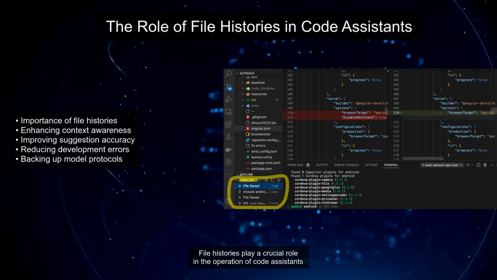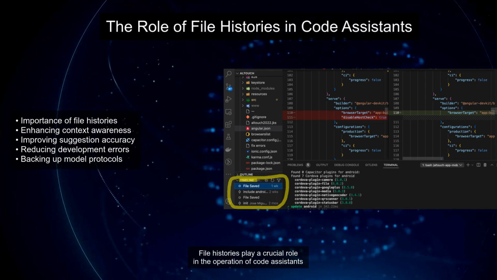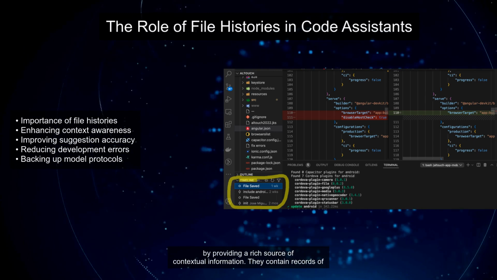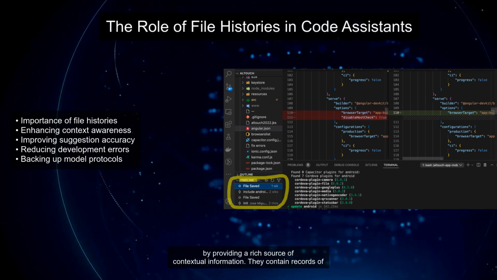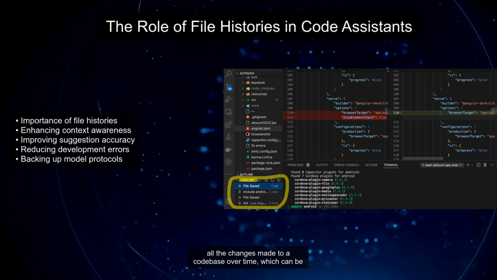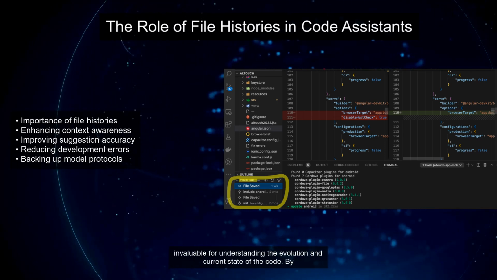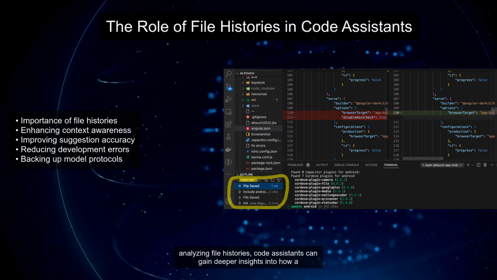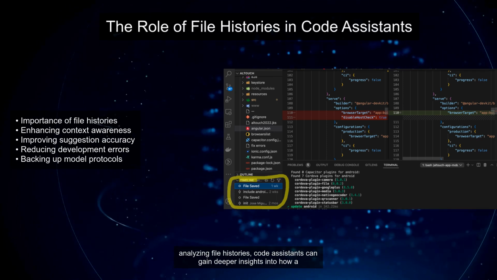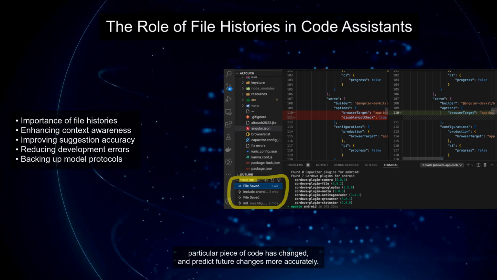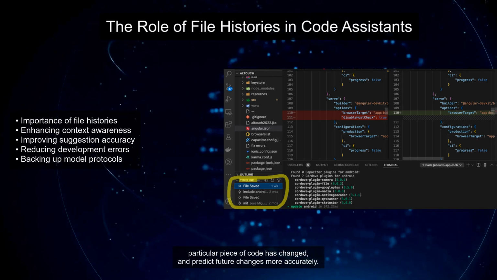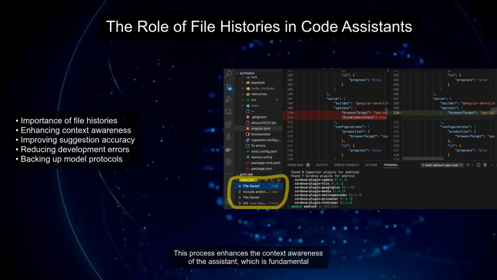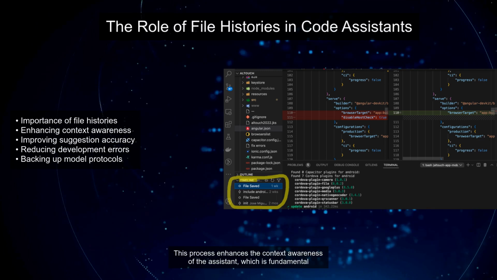File histories play a crucial role in the operation of code assistance by providing a rich source of contextual information. They contain records of all the changes made to a codebase over time, which can be invaluable for understanding the evolution and current state of the code. By analyzing file histories, code assistants can gain deeper insights into how a particular piece of code has changed, and predict future changes more accurately. This process enhances the context awareness of the assistant, which is fundamental for delivering precise code suggestions.